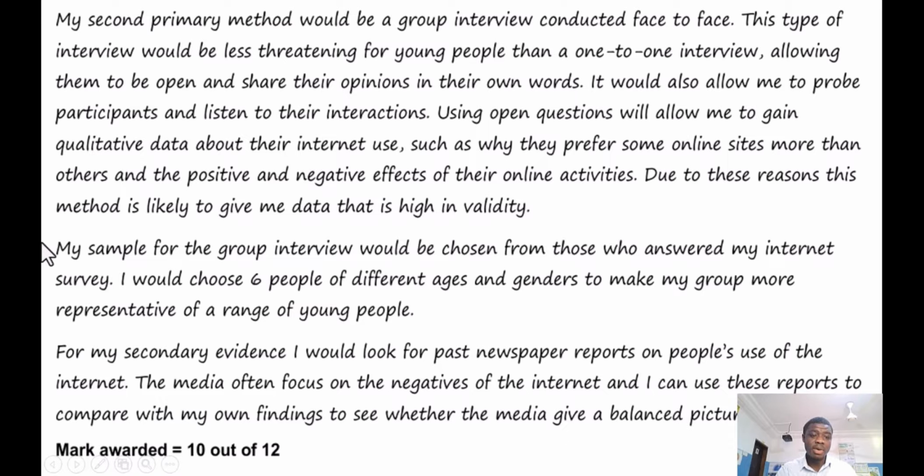If you look at how the candidate justified the sampling technique, we talk about the issue of representativeness. So you can see that this is representative here of a range of young people. But my issue with this sample composition, or this justification, is that the candidate did not specifically mention the sampling technique that he is talking about here. So you need to try to avoid some of these mistakes.